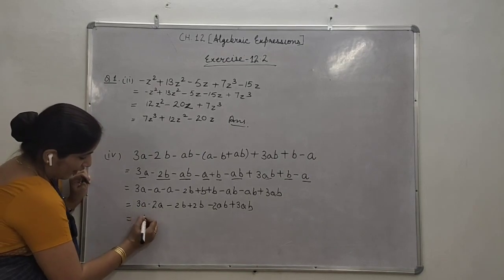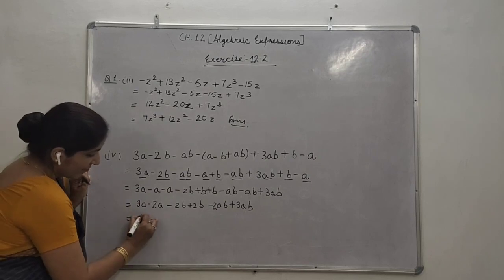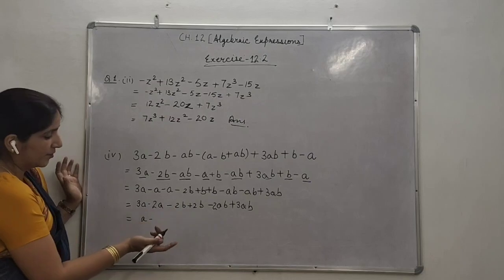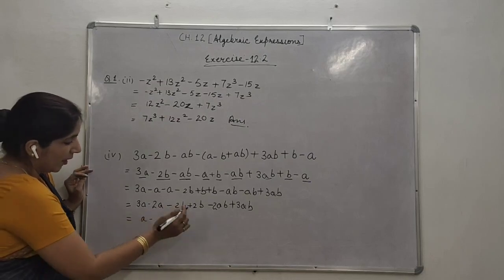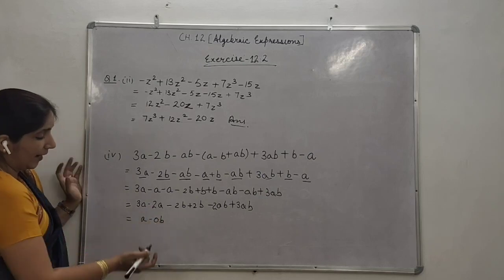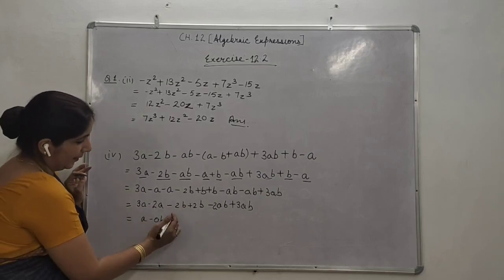3a minus 2a will become only a, 1a or a. So I am writing a only, and minus 2b and plus 2b, they will become 0, so no need to write it, and it becomes 0b. Even first if you want to write, you can write 0b and then later in the next step you can remove, or you can directly remove.